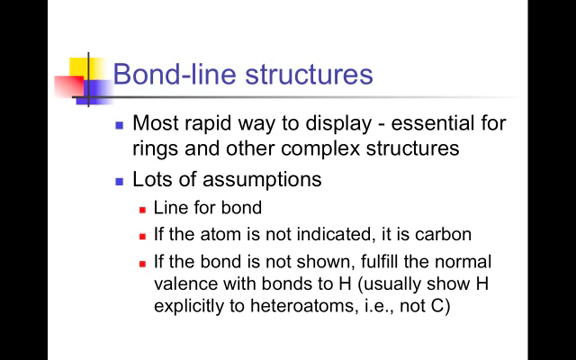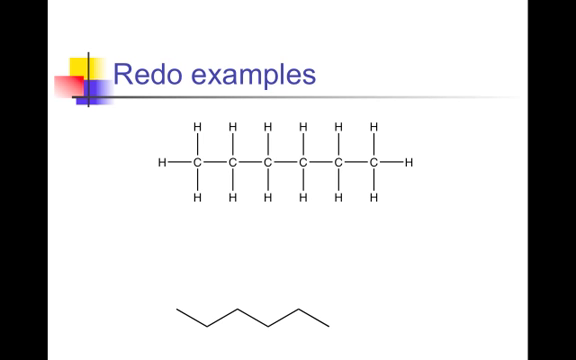Lots of assumptions go into a bond line structure. Firstly, every line is a bond. It's a pair of electrons calling for a bond. If I don't show you the atom, it's a carbon. If I don't even show you the bond, there are hydrogens there that fulfill the octet rule. Oftentimes, if the hydrogen's on a heteroatom, oxygen or sulfur, we'll show it, but we almost never show the hydrogens that are on carbon.